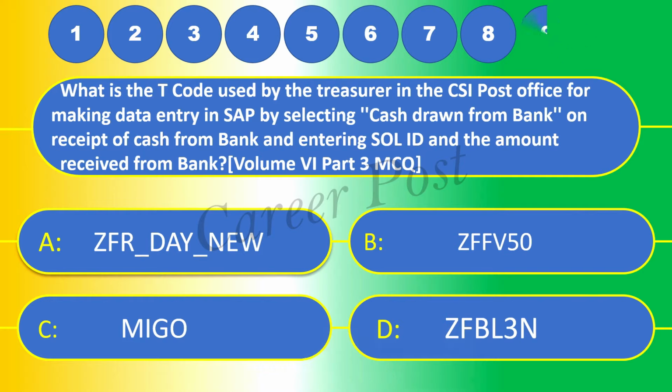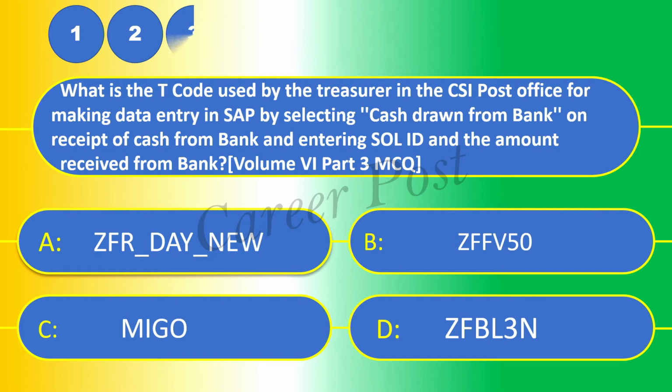Your time starts now. 8, 7, 6. Let us understand the question. What is the T code used by the treasurer? That means there will naturally be a treasurer in the post office in CSI making data entry in SAP by selecting cash drawn from bank on the receipt of cash from the bank. Once you receive the cash from the bank, what will the treasurer do? He will go into CSI, into SAP, and for cash drawn from the bank, he will have to make an entry, entering the SOL ID and amount received from the bank, using which T code? The answer is ZFFV50.